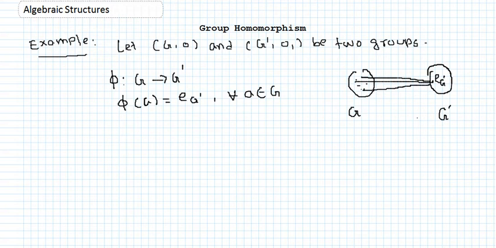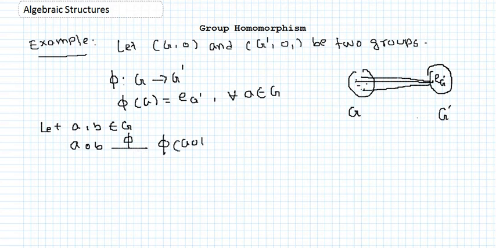So is this a homomorphism? Let's check whether this is a homomorphism or not. We have to take two elements. Let A and B be any two arbitrary elements of G. First we compose these two elements, so we get A compose B. Now we transfer this element by the mapping, so we get phi of A compose B. Each and every element of G goes to the identity element. Because A compose B is an element of G, this also goes to the identity element of G dash, because the mapping is defined in this way.